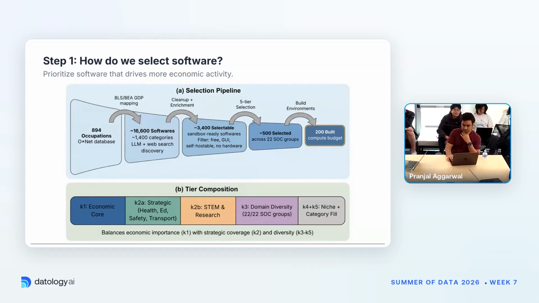So for economic core, would that be stuff like pricing models, financial services stuff, and accounting? Is it purely financial economic kind of things, or can you just give a few examples?